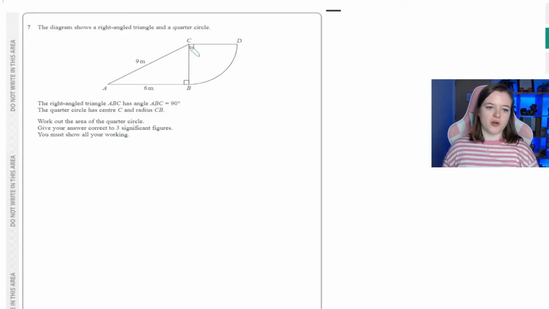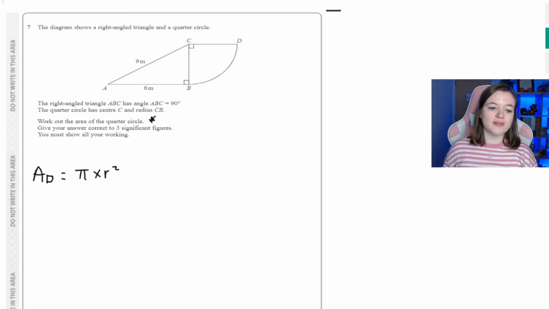Right, so we've got a quarter circle and we've got a right-angled triangle. How are these linked together? I know I need the area of this quarter circle, so I'm going to start filling in the equation just to figure out what exactly I'm missing. The area of the quarter circle is going to be pi times r squared, and it's just a quarter of it, so I'm going to times it by a quarter. And then what I'm missing looks to be the radius.